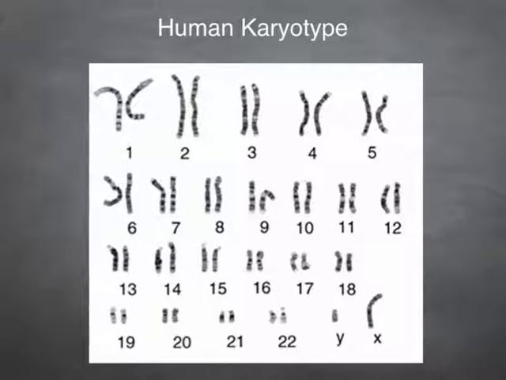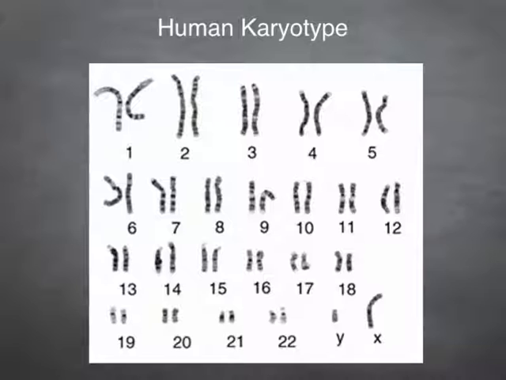All of the sets from 1 to 22 are called autosomes. Autosomes are the normal body chromosomes that have nothing to do with the sex of an organism. These chromosomes here, this pair here, called the sex chromosomes, are what develops into the sex of an organism.